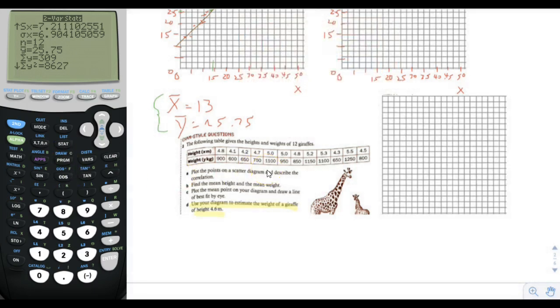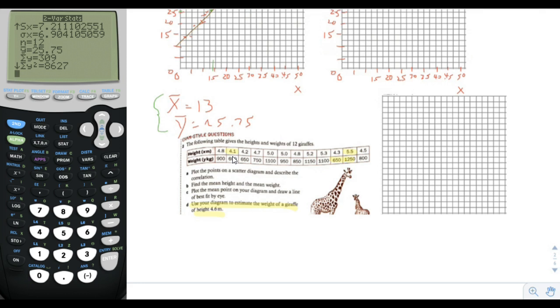So first we're just going to plot all these points. And the first point we're going to plot is 4.8 comma 900. Oh, we need to mark our axes here. So we're basically plotting points here between 4.1 and 5.5. And then for the y-axis, we're plotting between 650 and about 1,250. Okay. So let's mark our axes here.